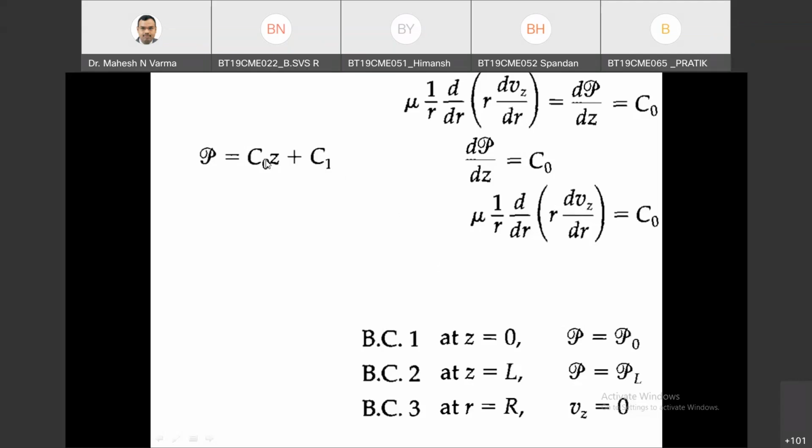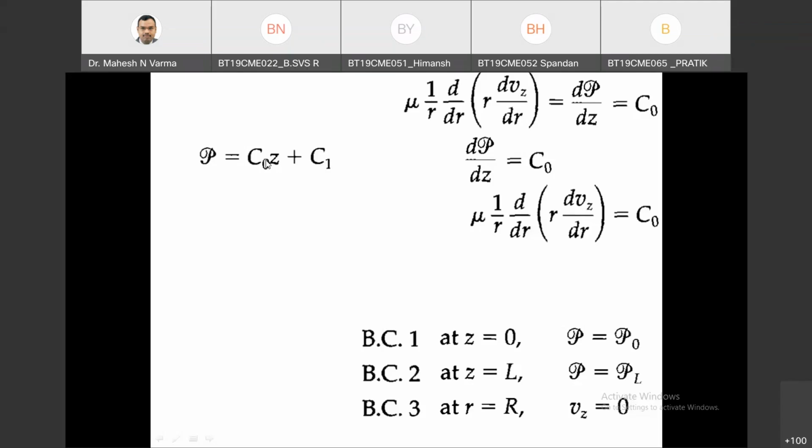PL, sir. What is C0 equal to? Sir, C naught equals PL minus P naught by L. Very good. PL minus P naught by L.